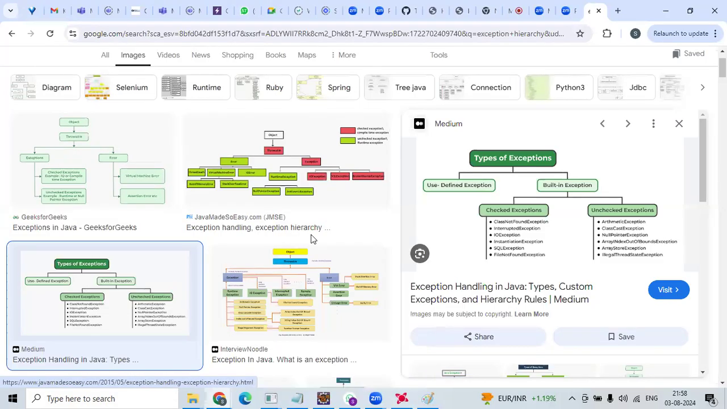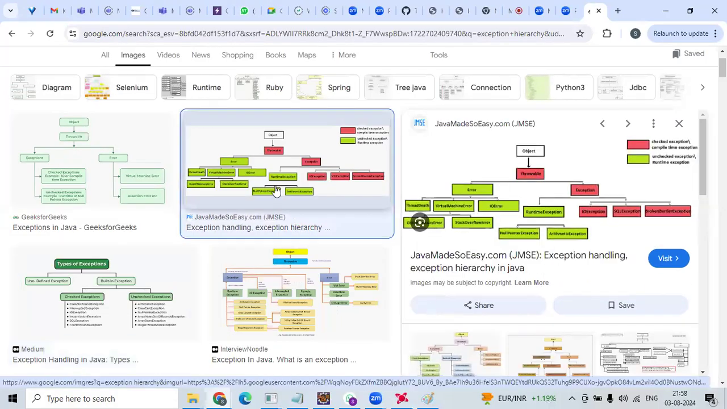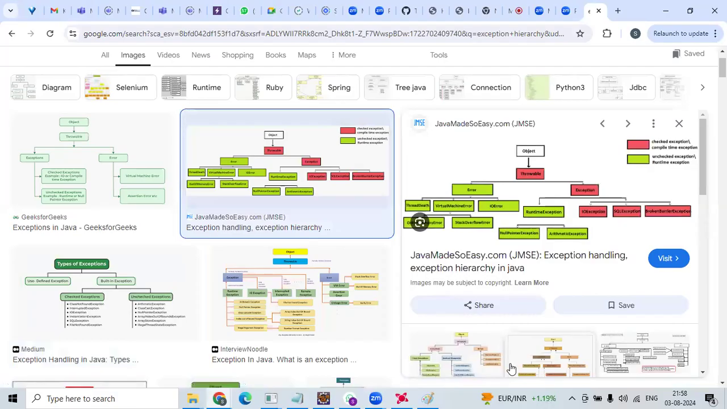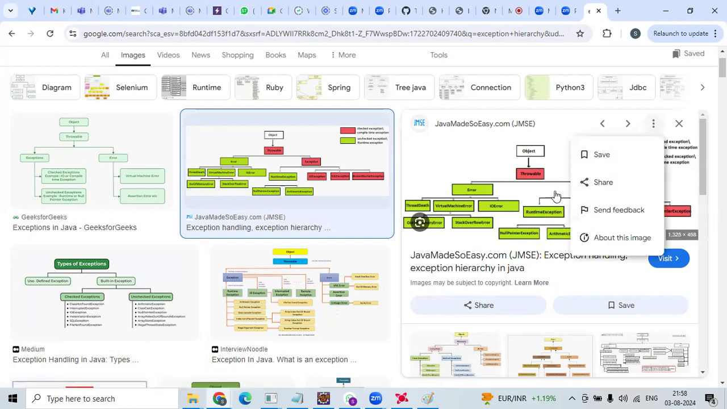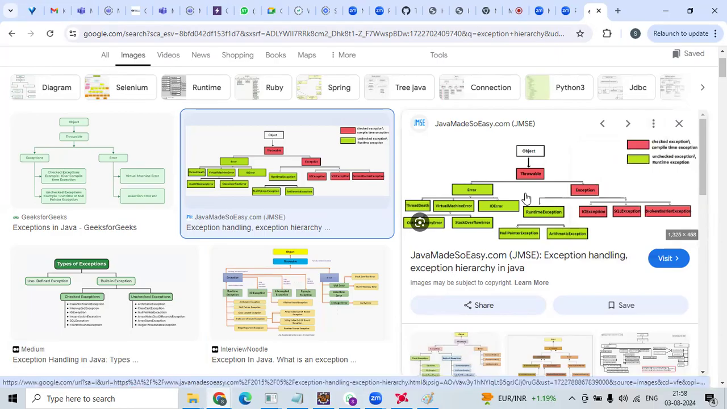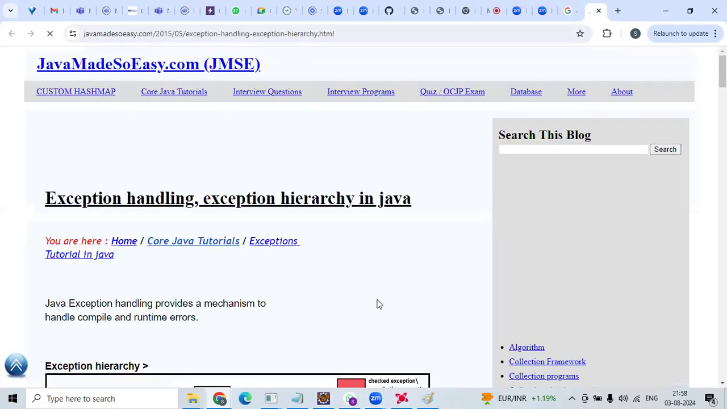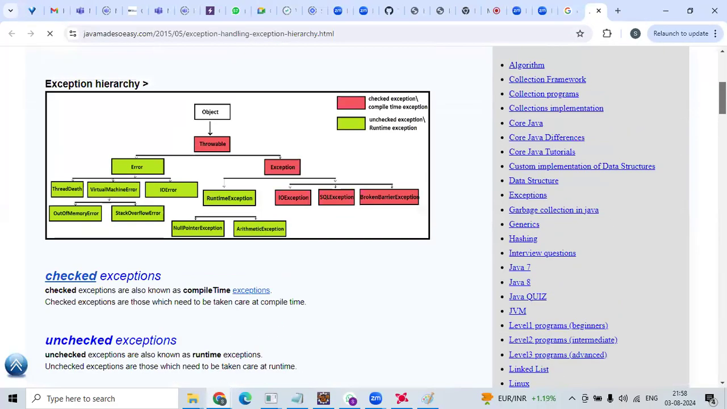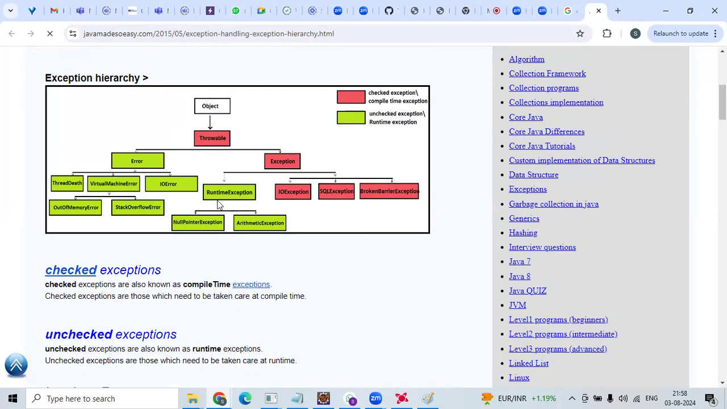That's not a proper hierarchy, by the way. You can see here Exception and RuntimeException. Guys, for Exception there are some chains. Only RuntimeException and its chains. Here you can see only two chains for RuntimeException, but there are some more chains also. So RuntimeException and its chains are called unchecked exceptions.